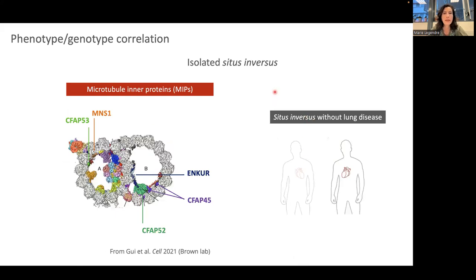Very recently, it has been shown that some people who only have a situs inversus without any airway disease carry mutations in genes that encode for proteins located within the outer tubules. There are 5 genes known so far. So people will only have a heart on the right, and they won't have any lung disease.